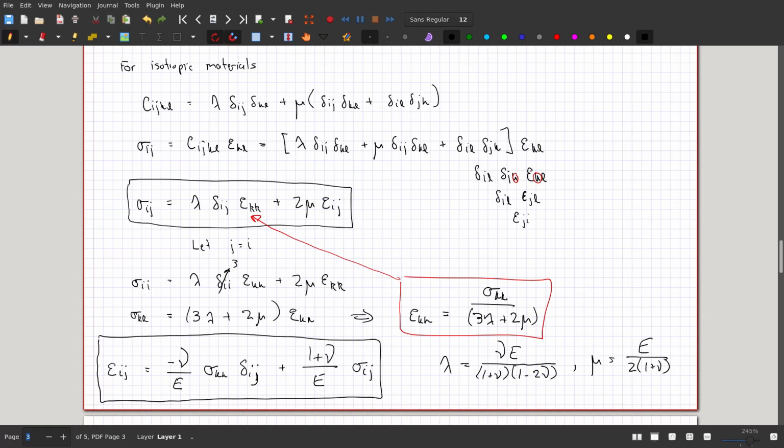Okay? I think that's a good place to stop for today. I had some figures pulled up, but I think they're more related to plasticity, which we'll talk about next time. All right?